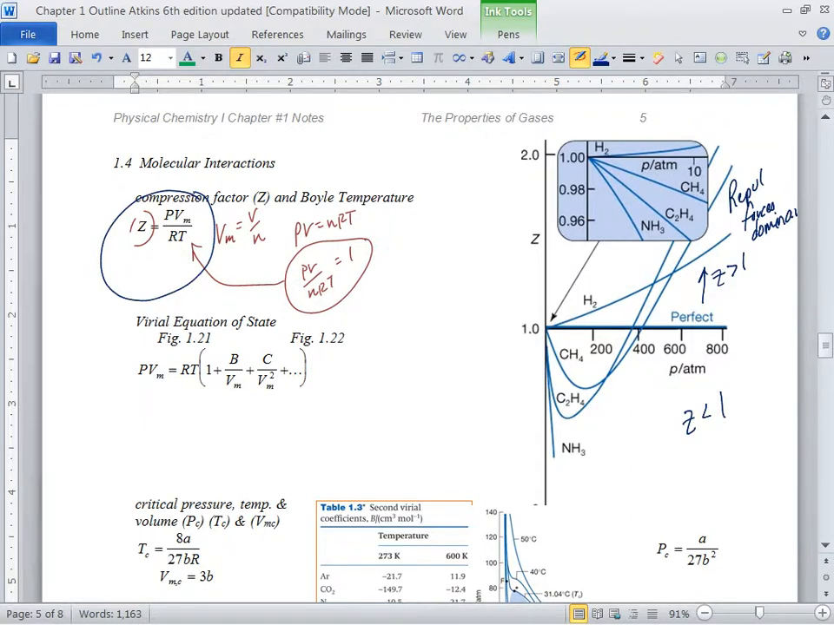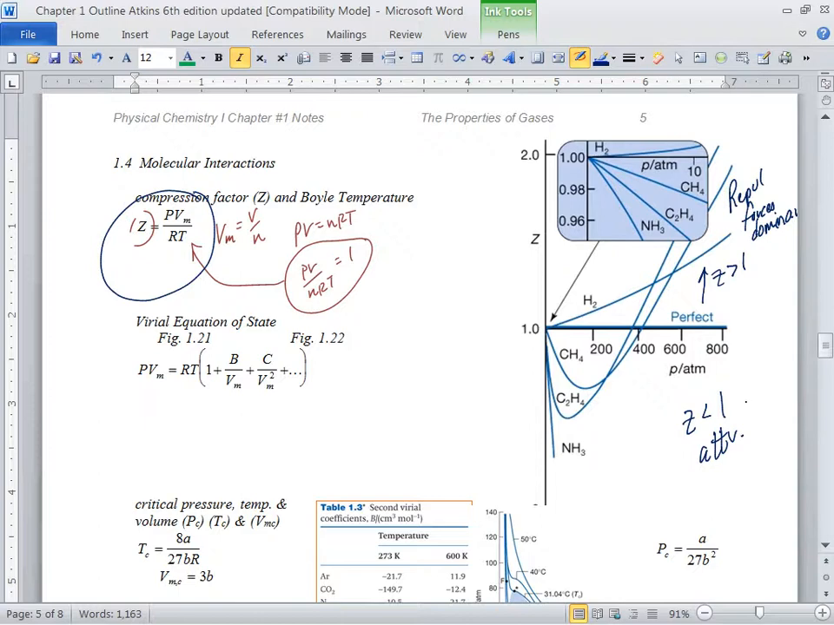Okay. So if Z is less than 1, what forces are dominant? Attractive forces. So what's being reduced probably? Yeah, the pressure. That's what I figured too. Because the volume's a container, so you really don't mess with volume. So I'd say attractive forces are effectively reducing that pressure, making Z less than 1.